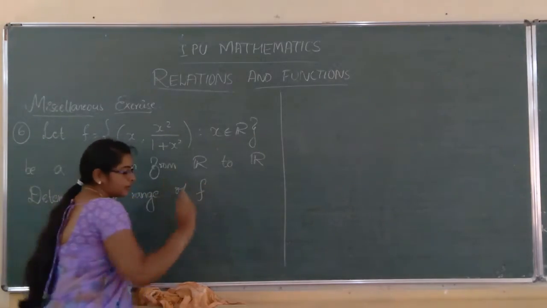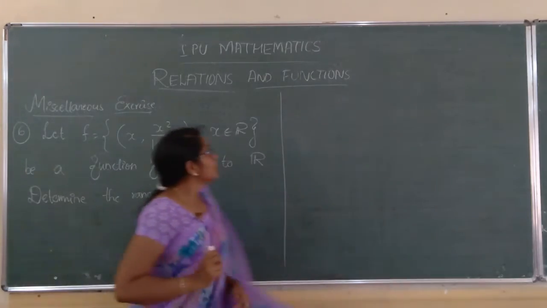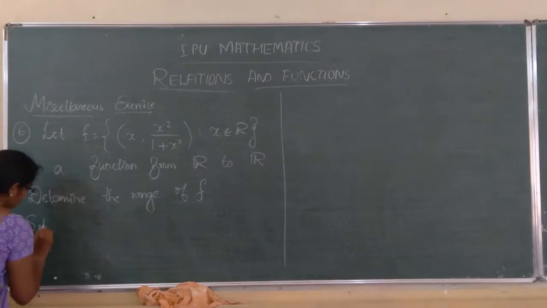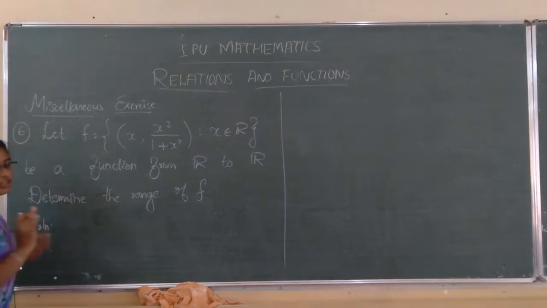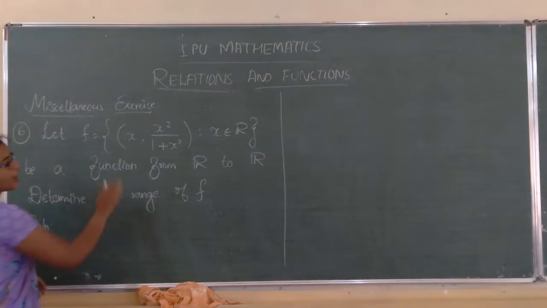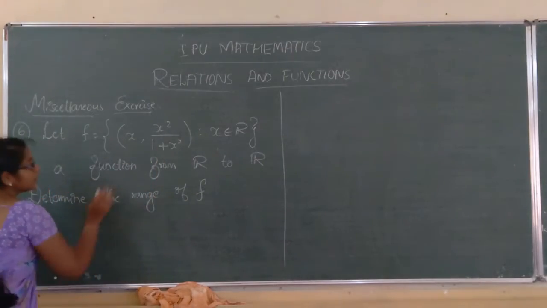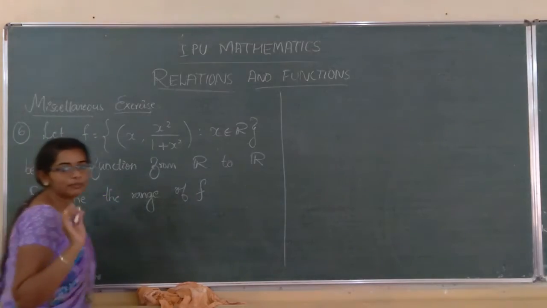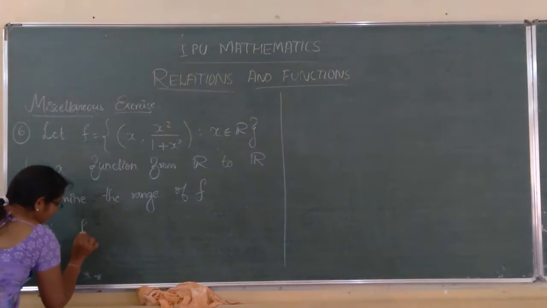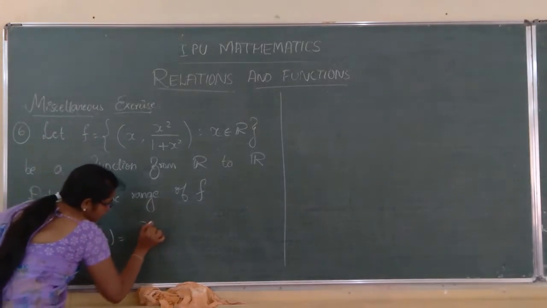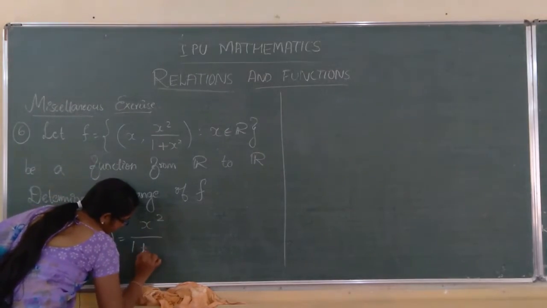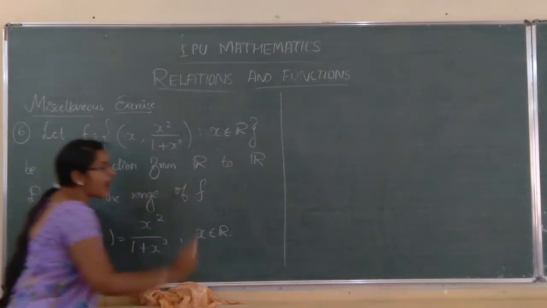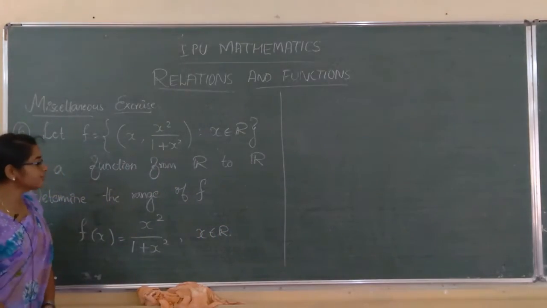Okay. Now, see, look at the function. You already know that a function is a special type of relation. So, that is why we have an ordered pair here. Here, what does this imply? This implies x goes to x square divided by 1 plus x square. See, the function is f of x is equal to x square divided by 1 plus x square for every x belongs to R. This is how the function is defined.